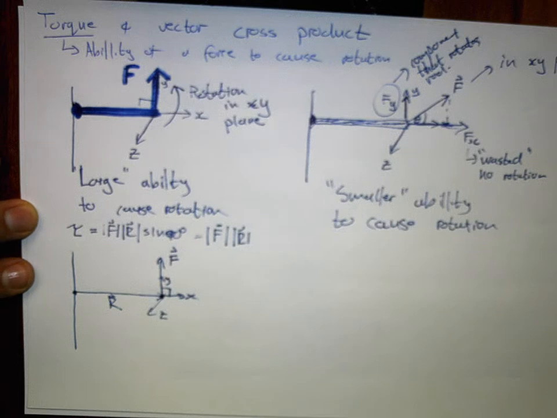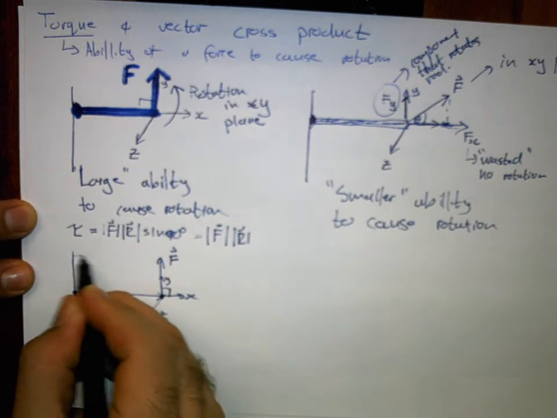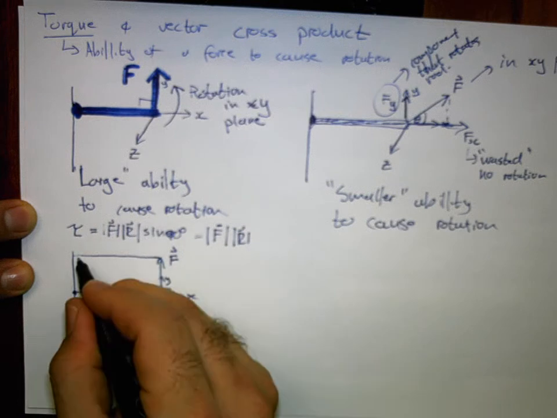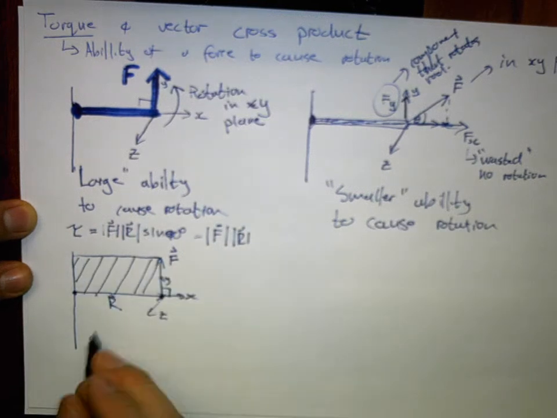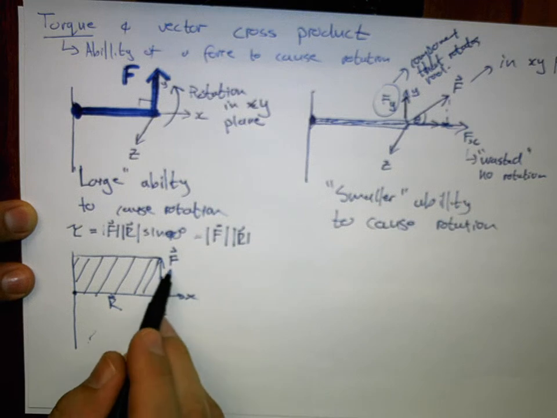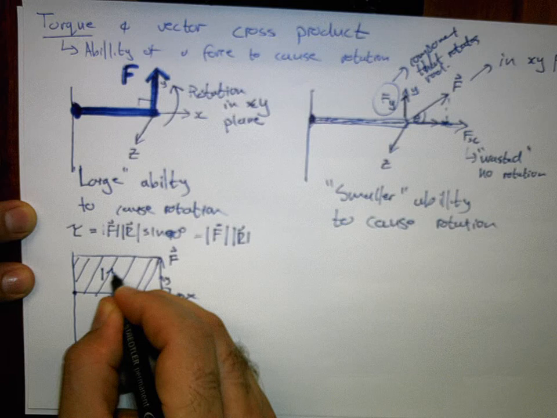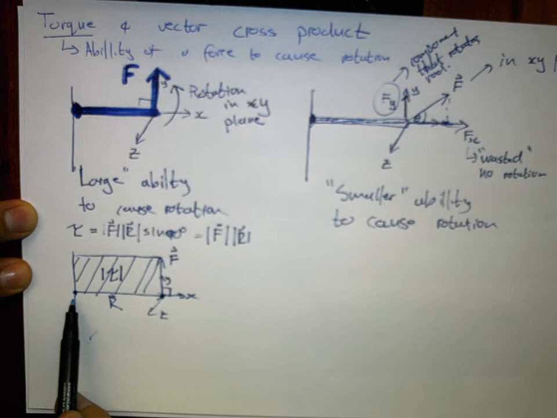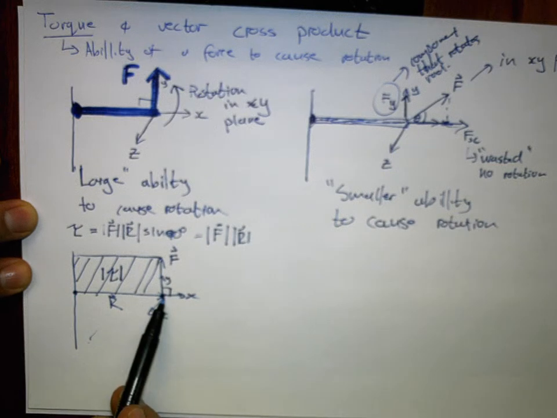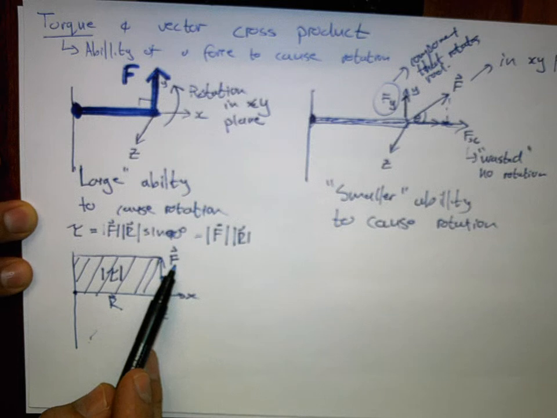Now that looks a lot like an area. So if I were to draw this area in here, this area has got magnitude F times magnitude r. So this area is equal to the magnitude of the torque. So the area defined by the force and this distance from the pivot point to where the force is applied, that rectangular area is a measure of the ability of this force to cause rotation.